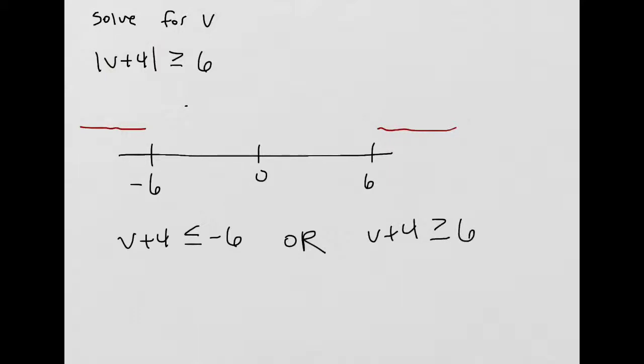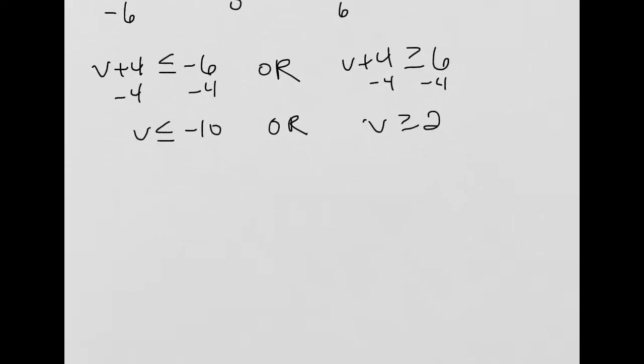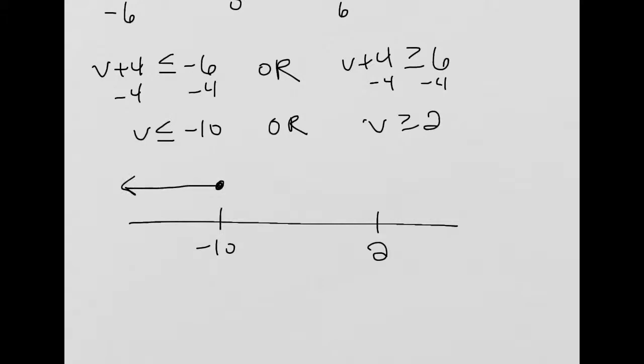And now I just solve each of these inequalities individually. So subtract 4, I get v is less than or equal to negative 10. Or subtract 4, v is greater than or equal to 2. If we graphed out our solutions, I'll do a number line for v. Here's negative 10, here's 2. V is less than or equal to negative 10 would be closed circle and to the left. V is greater than or equal to 2, closed circle to the right.